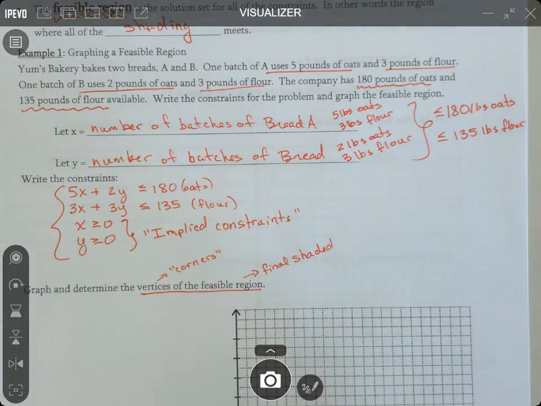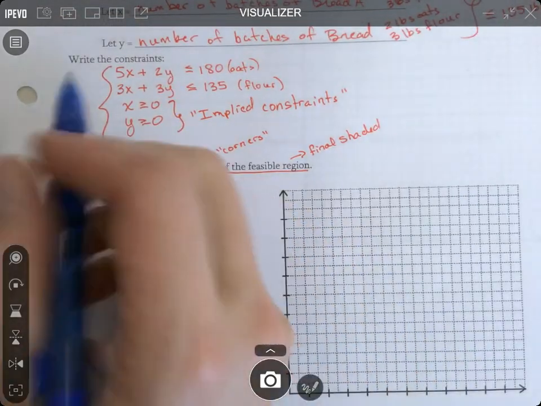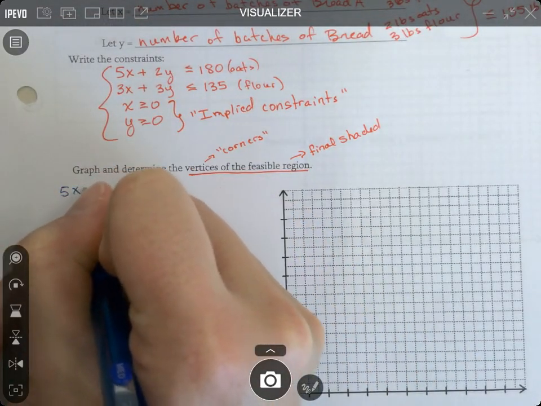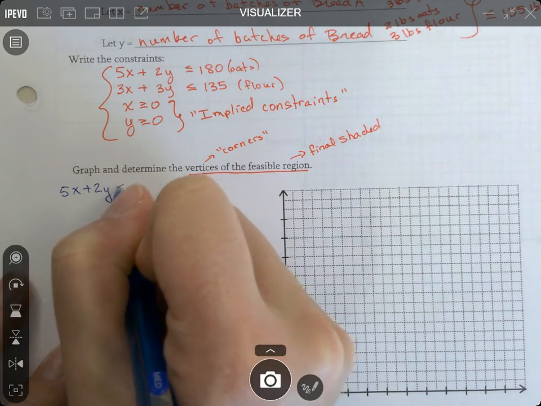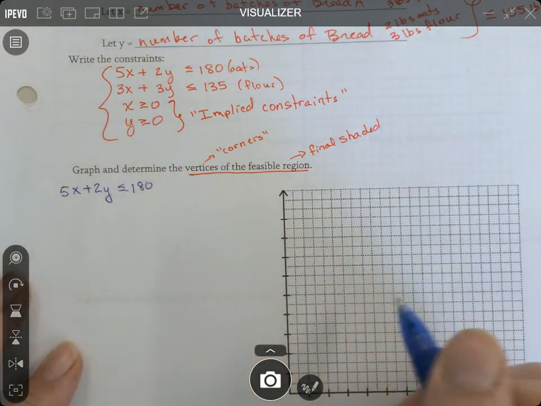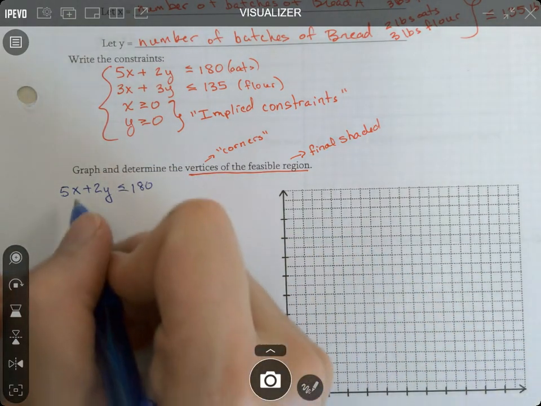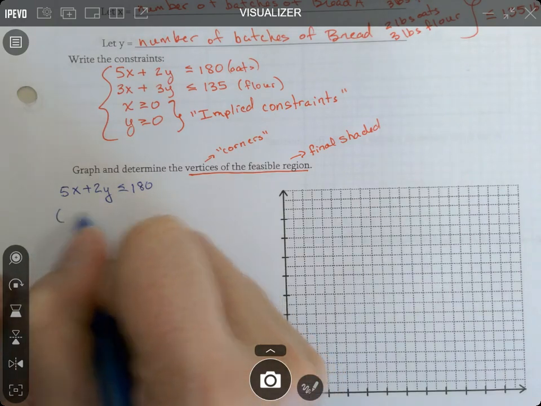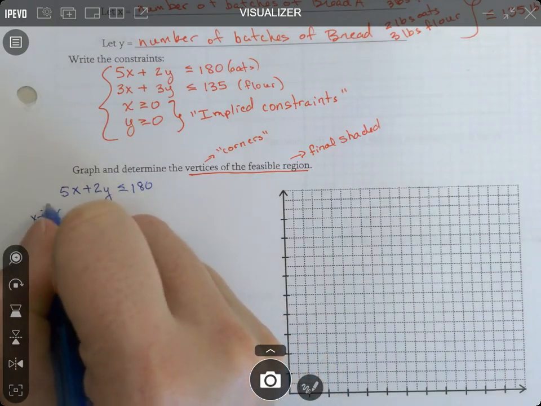Okay, so we've got to graph it. You can graph how you want. I was going to do x and y intercepts. So here I go. I'm going to write my first equation as 5x plus 2y is less than or equal to 180, and I'm going to come in and do x and y intercepts. But it's your choice. You can do what you want. At this point, I think we should be able to do it pretty quickly.